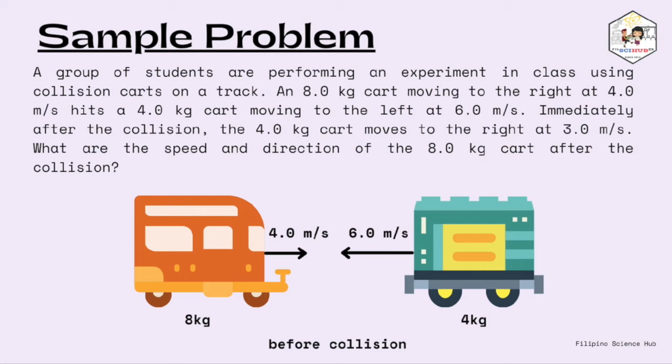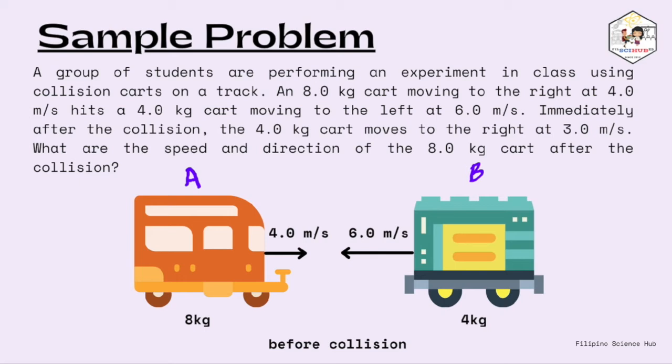So we have here a before collision illustration that will help us understand the sample problem. And we have to remember that since we are talking about the law of conservation of momentum, ang kino-consider natin ay isang isolated system. And for this isolated system, we will only consider objects A, which is the 8 kilogram cart, and object B, which is the 4 kilogram cart. So we will only consider their momentum when we talk about the law of conservation of momentum for this system. And we also assume that the friction between the cart and the track is neglected. Okay? So hindi natin i-consider sa problem na to yung friction between the cart and the track.